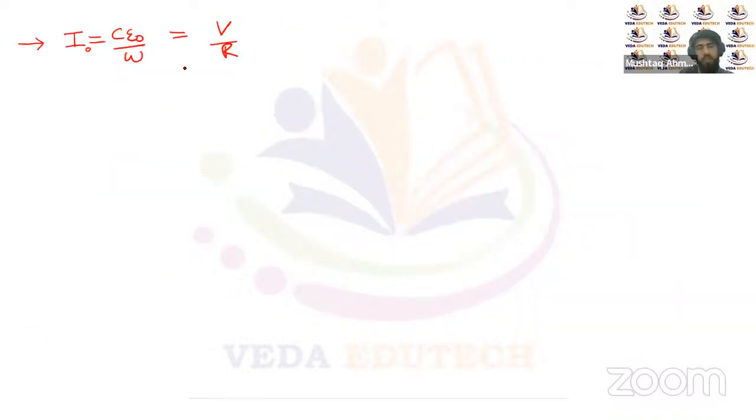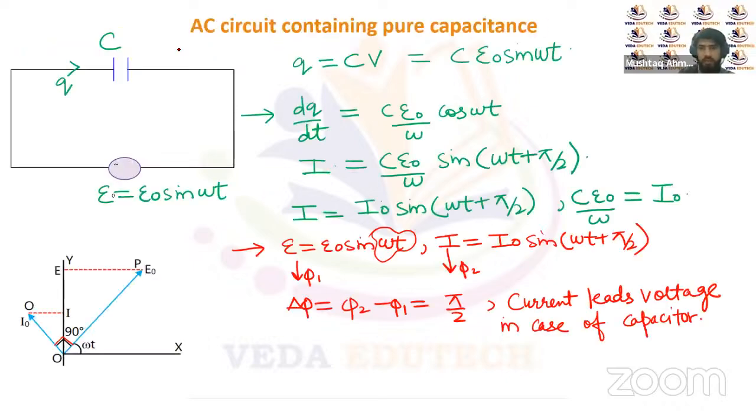Now calculating the value of resistance, we compare between the two and we get the value of resistance here, which is 1 upon omega C. This is what we call the resistance for this case, right? So you can see here, the maximum value of the current is C E naught upon omega.